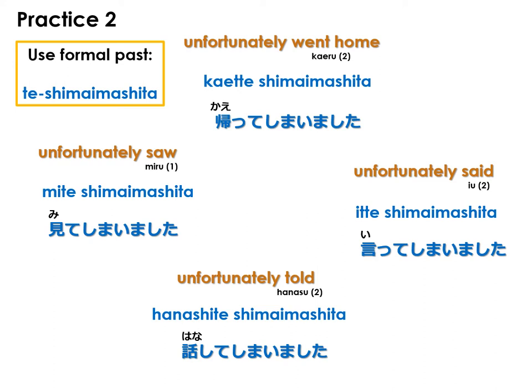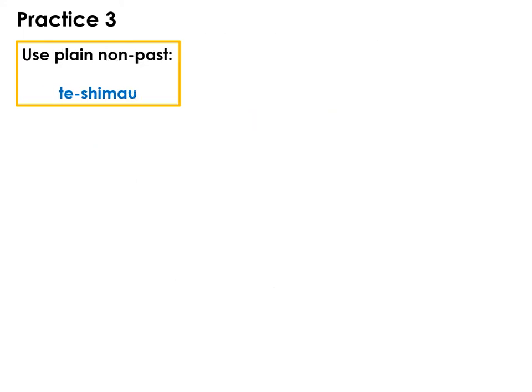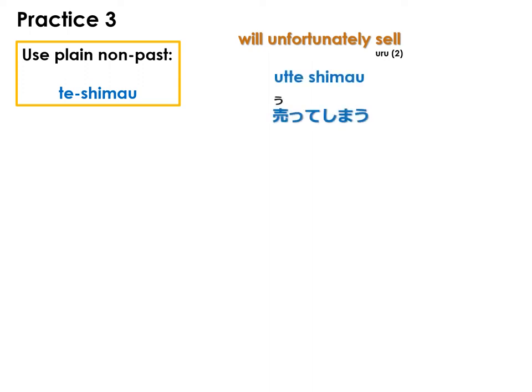Now let's use the plain non-past conjugation, te-shimau. First example, will unfortunately sell. In Japanese, utte-shimau. You say this when, for example, someone is forced to sell something, maybe because of financial difficulty.